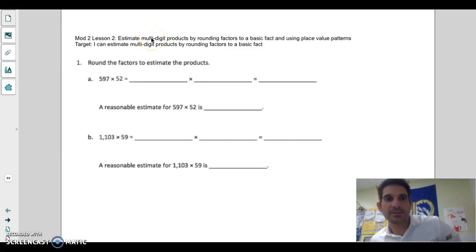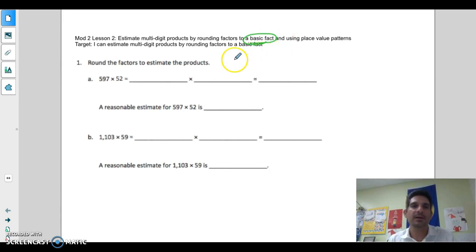Okay, guys, time for lesson 2. We're going to be estimating multi-digit products by rounding factors to a basic fact. And this is huge, the basic fact. When we estimate, we're rounding, okay? So now we're going to use basic facts. So basically, we're going to look at the greatest place value. This little wavy thing, that means you're rounding. That means you're estimating here.